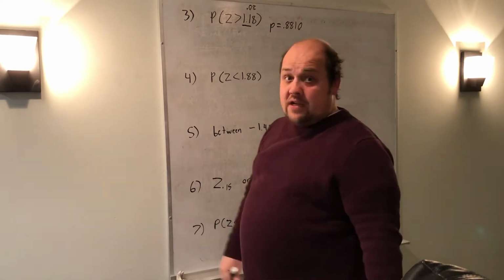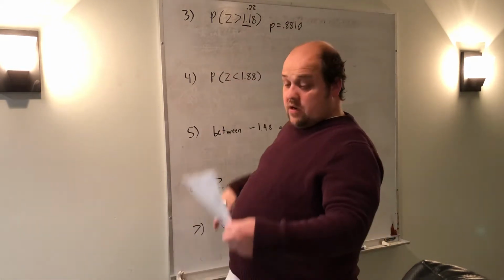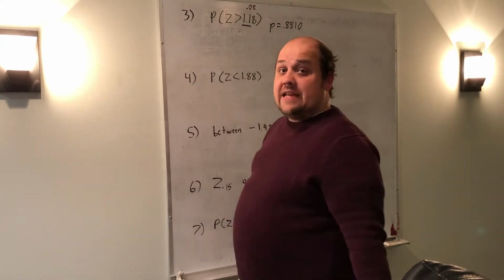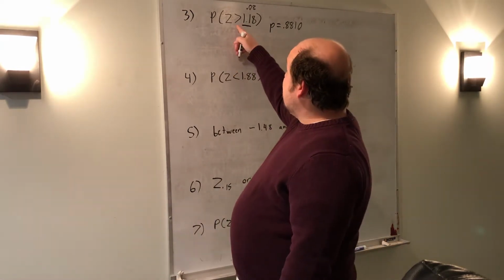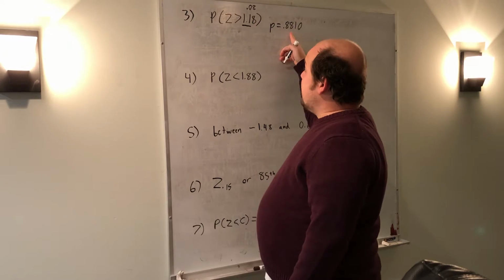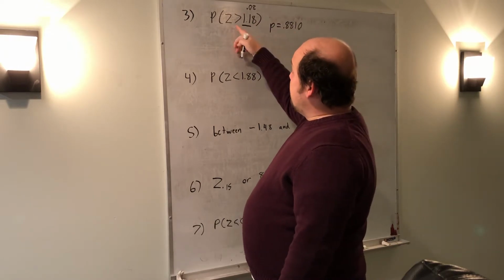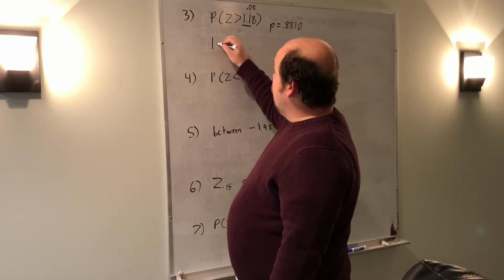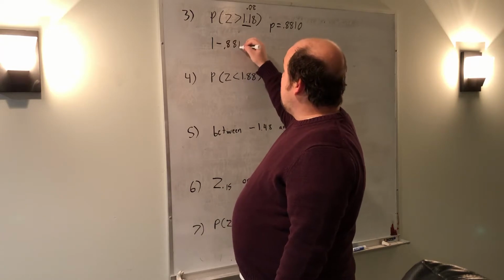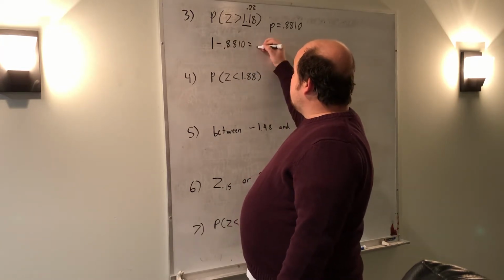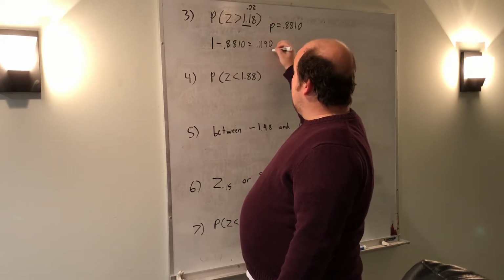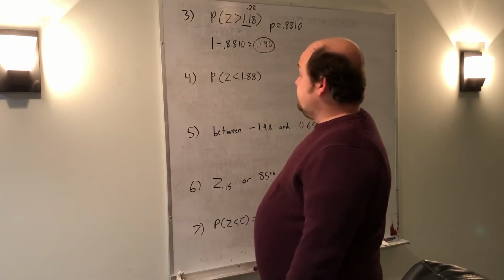So far all I've done is taken the z-score given, looked it up in the table to find the table entry. If this had said less than, I could stop there and that would be my answer. Because this says greater than, to get to my final answer, I need to do 1 minus 0.8810. I get that to be 0.1190, which is my final answer.